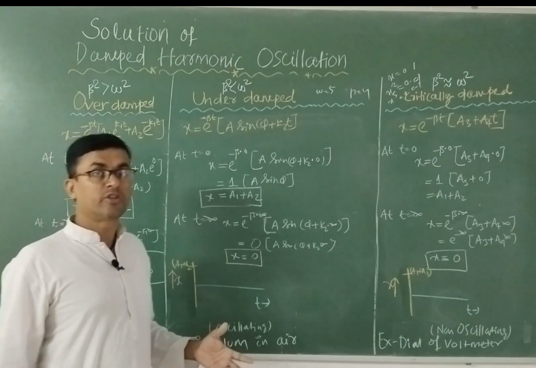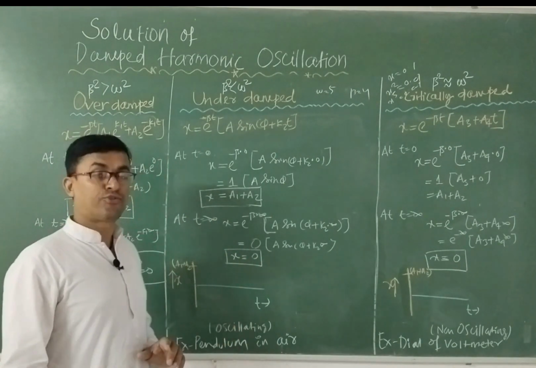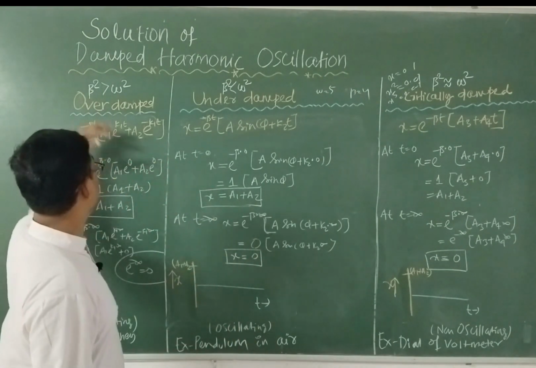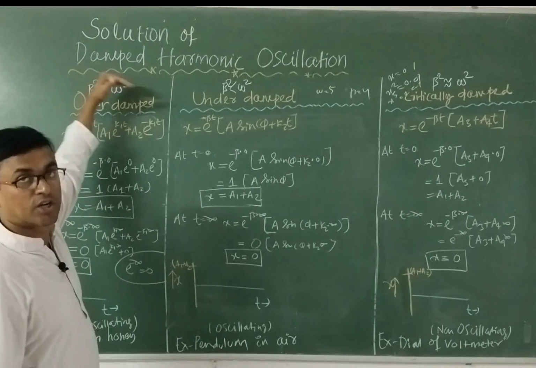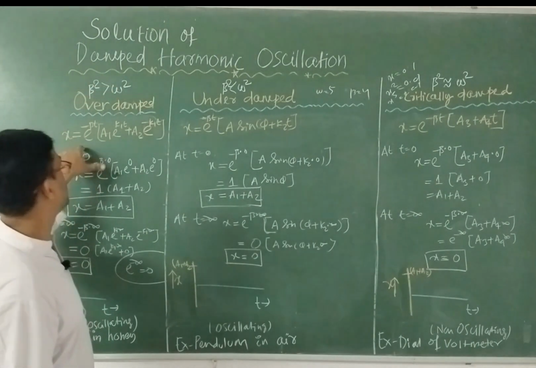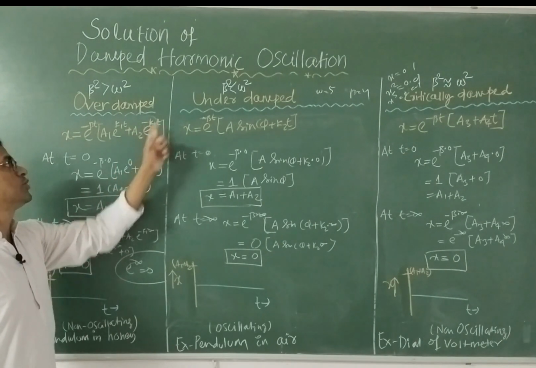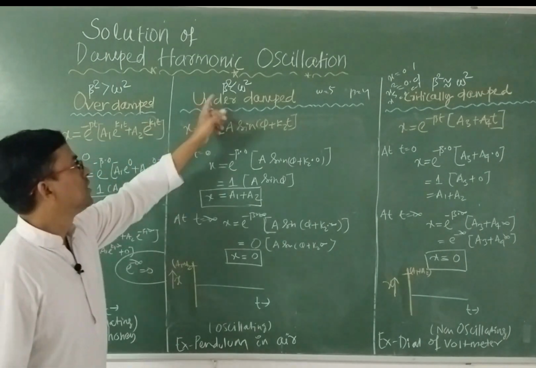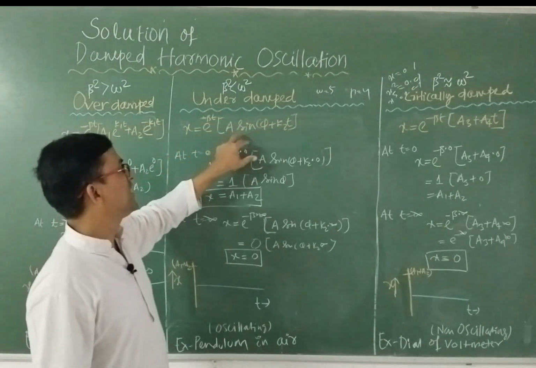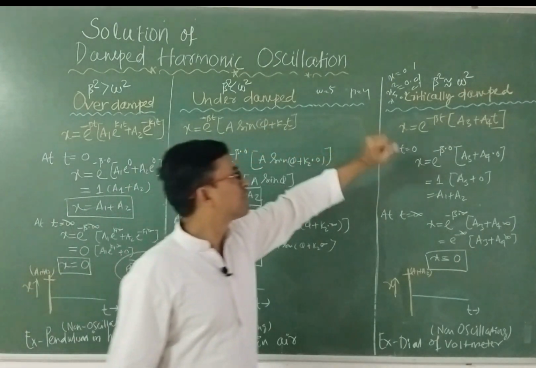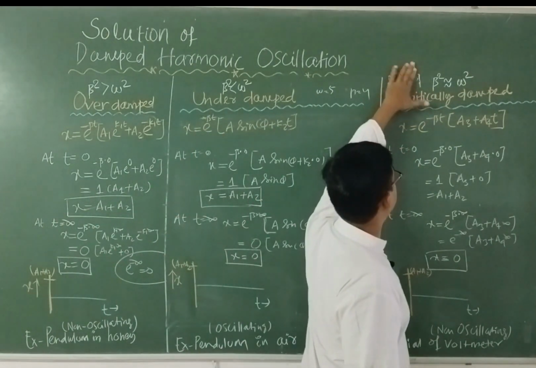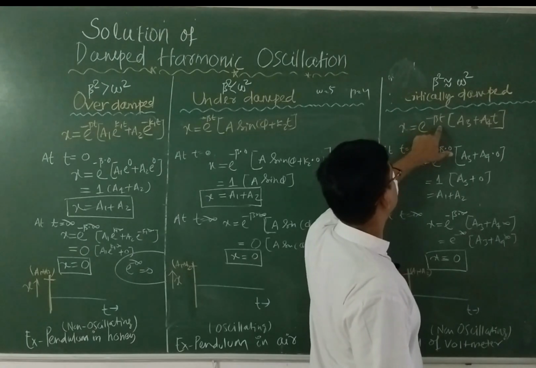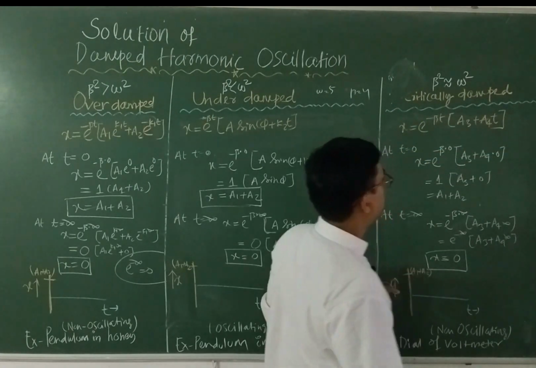Whether for the three conditions they are following the same trend, whether it is different, let us discuss. As we know, for the overdamped condition, beta squared greater than omega squared, the solution was x equal to e to the minus beta t, a1 e to the k1 t plus a2 e to the minus k1 t, that we discussed. Underdamped: e to the minus beta t, a sin(phi plus k2 t), and for the critically damped, we got e to the minus beta t times (a3 plus a4 t).